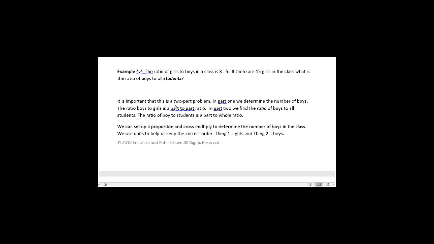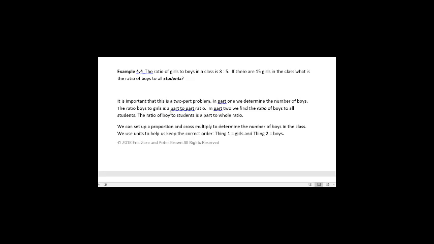So it's important that this is a two-part problem. Part one, we can determine the number of boys. Yes, if there's 15 girls in the class and we have the ratio here of boys to girls, we can find the number of boys. Part one, we're going to determine the number of boys.